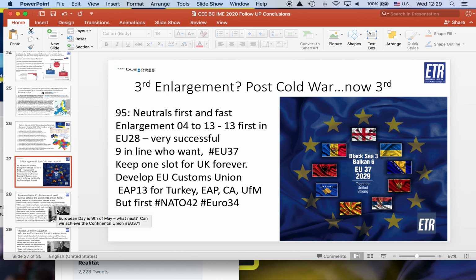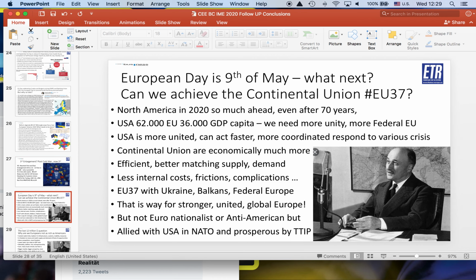And that will be obviously a big step forward for economic prosperity in Europe. I have a little bit, this gentleman is actually one of the founders of the European Union, the driver, Jean Monnet. And basically we have to achieve continental union in Europe. That's the answer for this current challenge by Russia. And economically, more unity. We are now, the Americans are at $62,000 per capita, and we are just at 36.